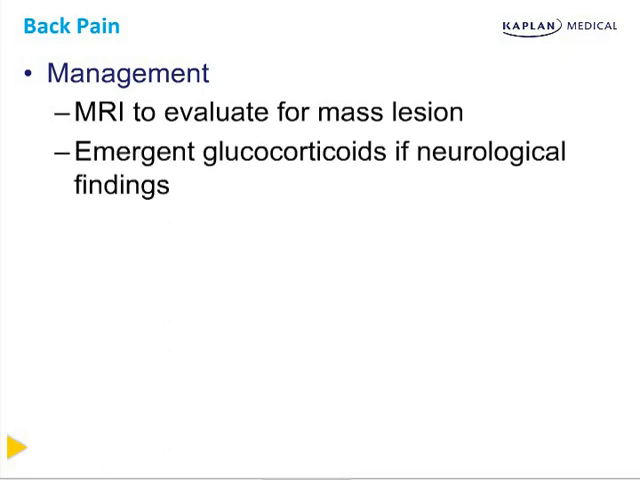Also, if a patient presents with the acute onset of neurologic deficits for any reason, including trauma, they should immediately be given glucocorticoid injection because steroids are proven to have moderate benefit in reducing the risk of permanent neurologic changes after spinal cord injury.